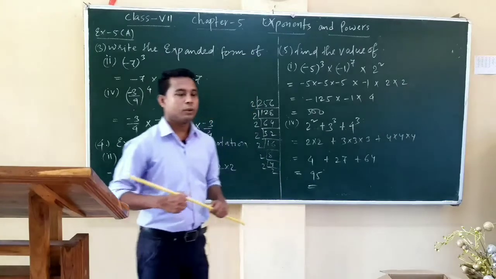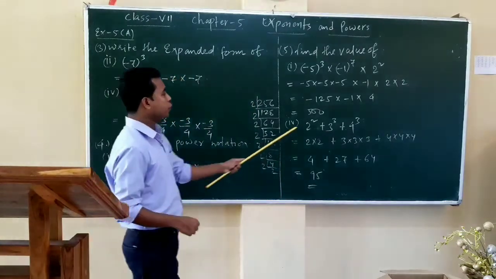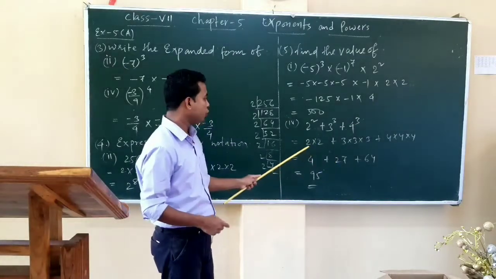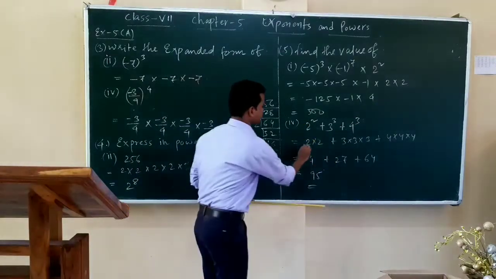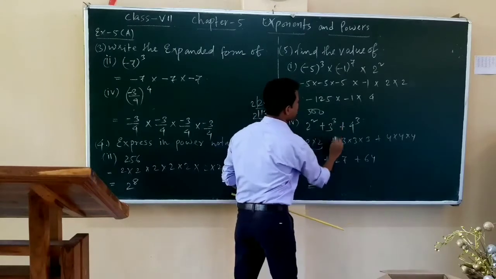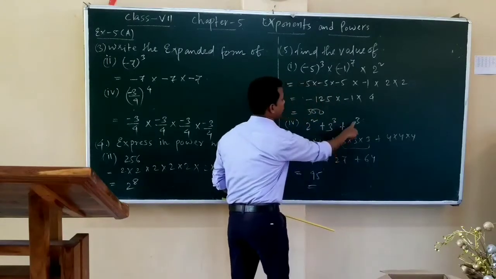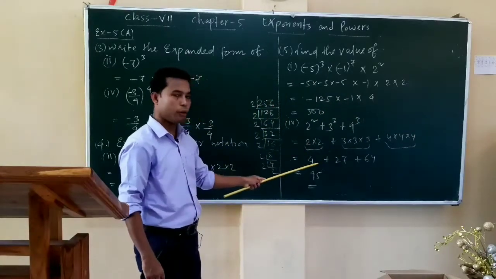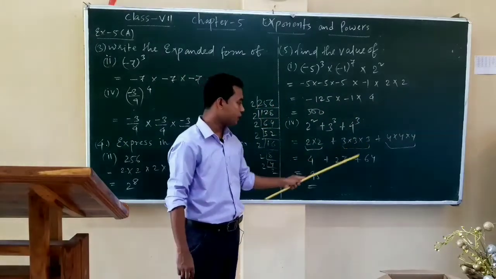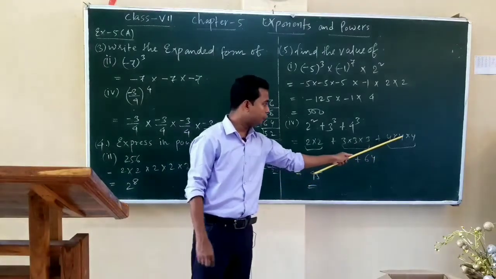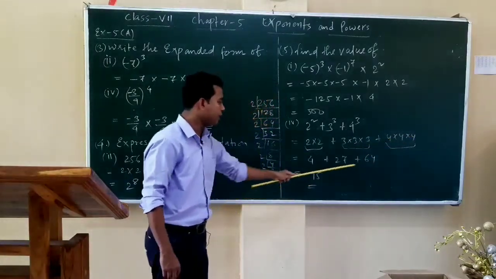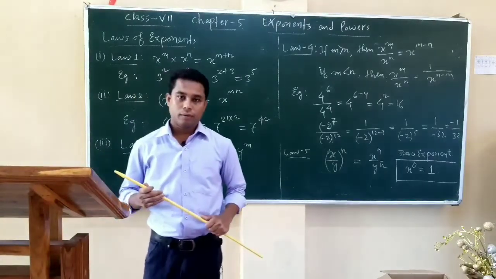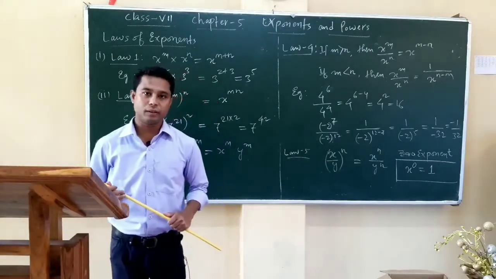So, now the next question is 2 square plus 3 cube plus 4 cube. Expand it. 2 square means 2 into 2. 3 cube means 3 into 3 into 3. 4 cube means 4 into 4 into 4. So, 2 into 2 is 4. 3 into 3 into 3 is 27. And 4 into 4 into 4 is 64. You add them, you get how much? 95.